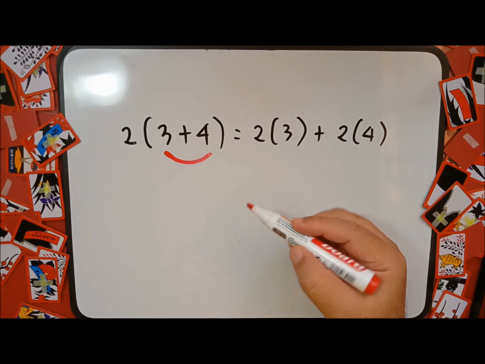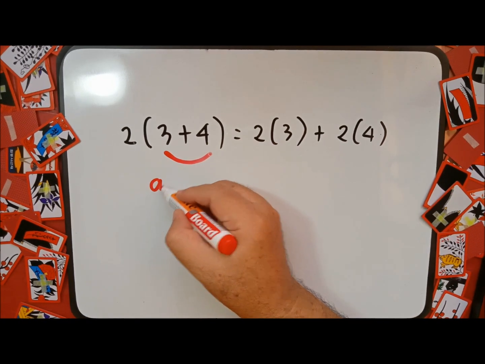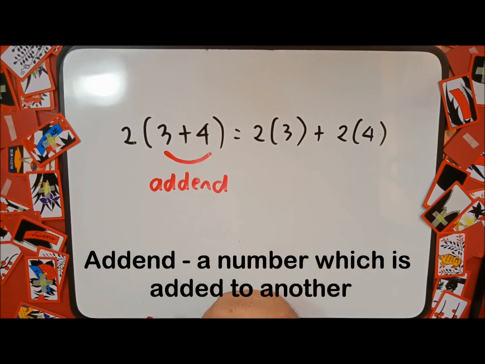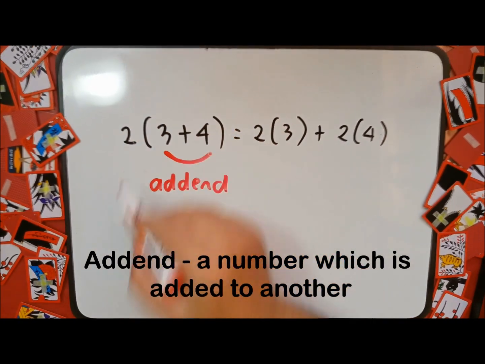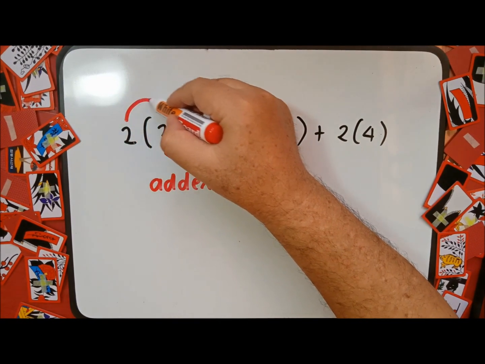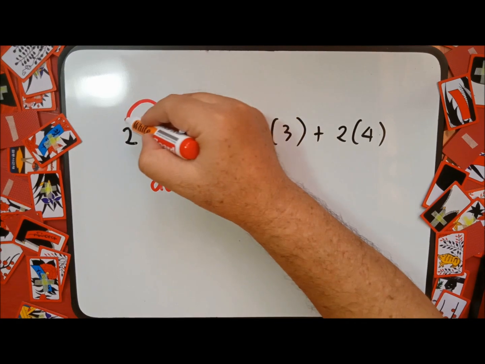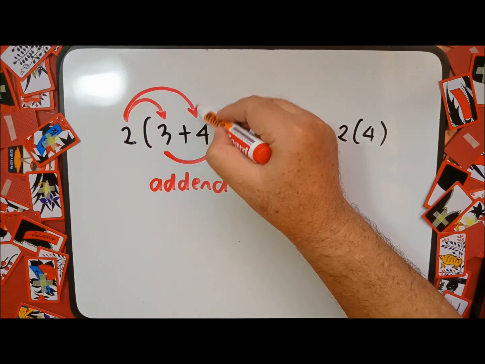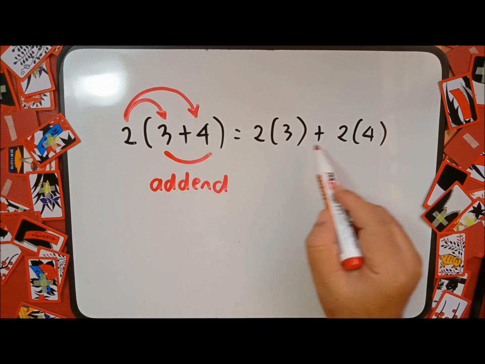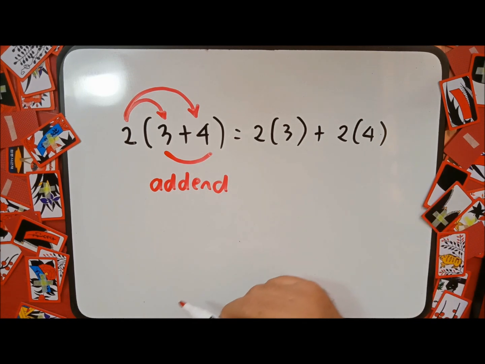Okay, what do you mean by addend? Addend. So this is the addend: 3 plus 4, multiplied by 2. Okay, so 2 multiplied by 3, then 2 multiplied by 4.